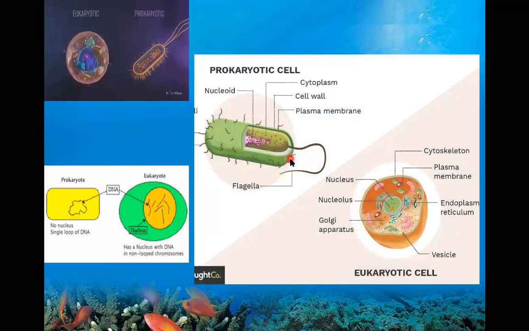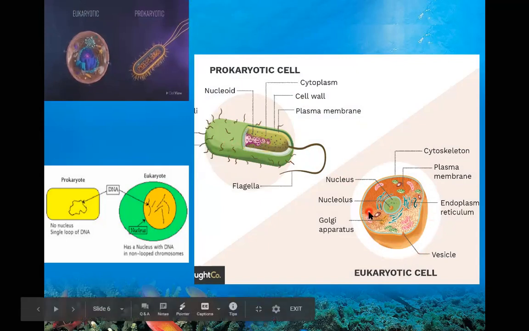Now this picture on the right side of the screen shows the difference between a prokaryotic cell and a eukaryotic cell. Basically, both are types of cells, but there are some differences in the basic type of the cell, as I have discussed. A prokaryote does not have a proper nucleus. Its nucleus is not bounded by a membrane, whereas a eukaryotic cell has a proper nucleus. They have membrane-bounded structures.